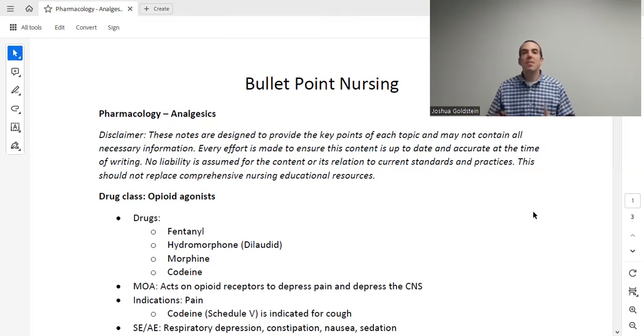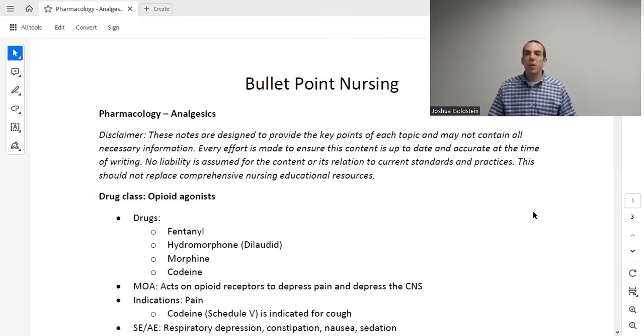Probably the most famous side effect of opioids is that they cause constipation. They slow down peristalsis, which means they slow down how quickly things move through the GI system. And when things move really slow, a lot of water gets pulled out of it, and all that's left in our GI system is a solid lump, hence constipation. Other things that we may see develop is respiratory depression. Nausea is very common, as well as sedation.